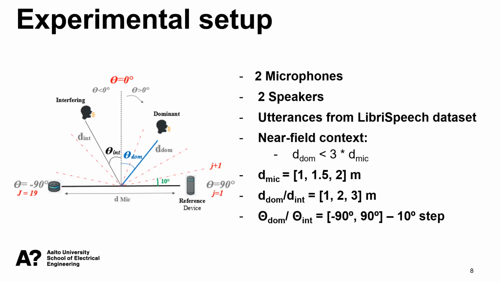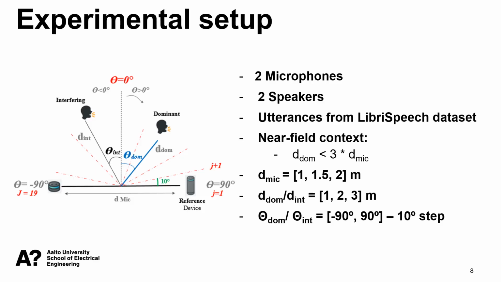The microphones are located 1, 1.5 and 2 meters apart from each other, and the speakers will be at random positions at 1, 2 and 3 meters away from the center of the array. The speakers will also cover a range of directions of arrival between -90 and 90 degrees in steps of 10 degrees each.